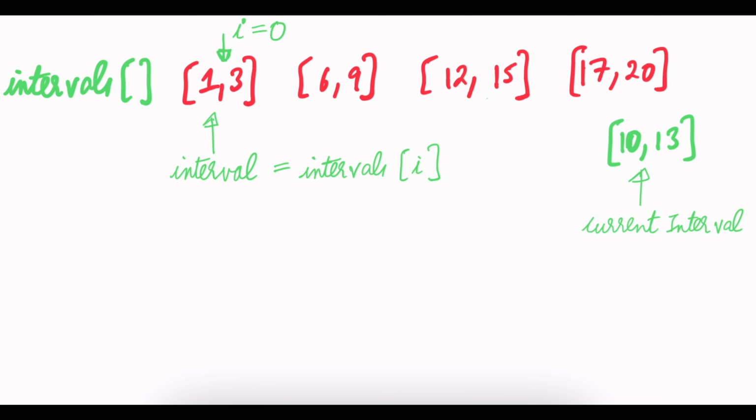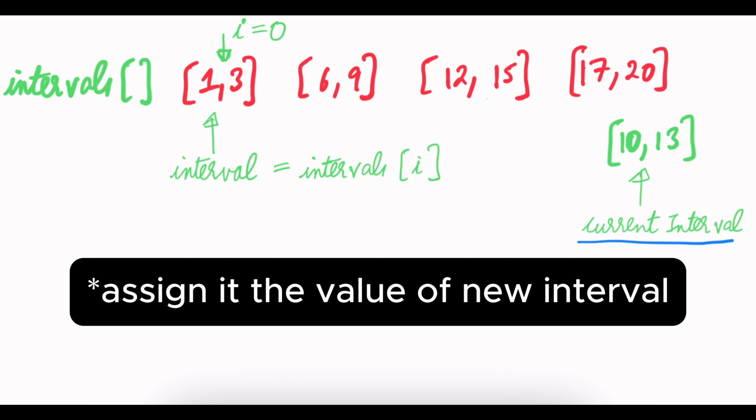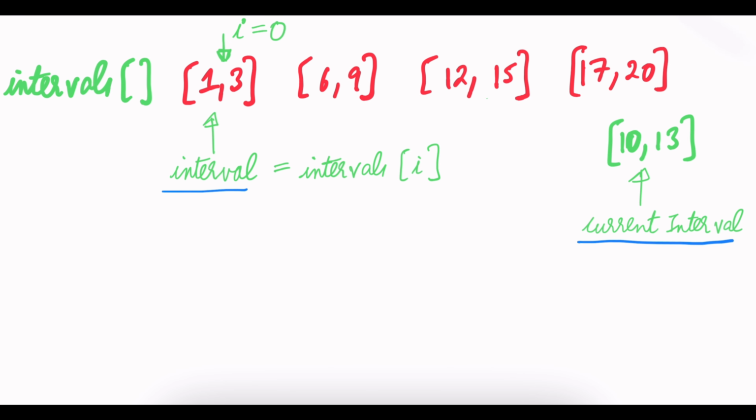Let's say we are given this example, and in this example we are given four intervals and we have to insert an interval 10, 13 in this array of intervals. So for our two-pointer approach, we are going to create two variables. The first variable we can create is a current interval variable and assign it to our new interval that needs to be inserted in this array of intervals. And another variable interval is going to iterate over our current array of intervals. And now let's see what we can do with these two intervals, current interval and interval.